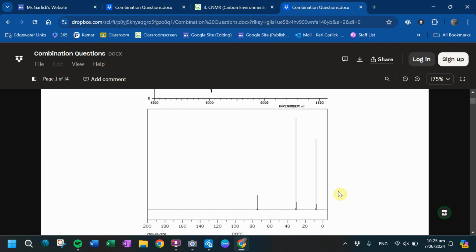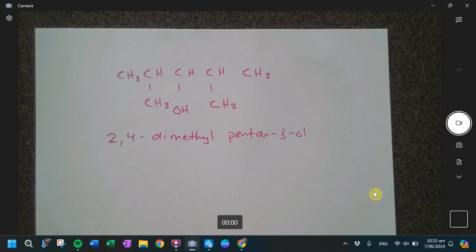So that was 1, 2, 3, so it's 2, 4, 1, 2, 3, 4. 2,4-dimethylpentan-3-ol. You don't need to name it. You don't need to name it in order to get the points. You just have to draw it. All right. This molecule here will meet the requirements, I believe. 1, 2, 3. Yes, it does.